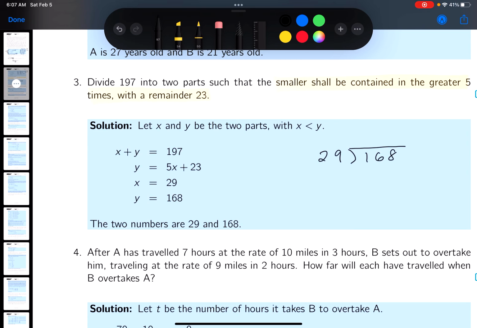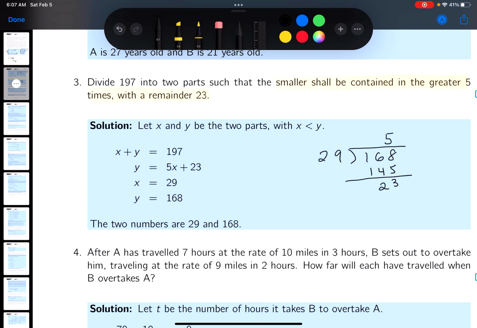Well, I want to see if that's what they said. They said it goes in 5 times. Well, let's say, what's 5 times 29? That's 145. What's the remainder there? As they said, 23. And this worked out beautifully. So it's contained there 5 times, and it does have a remainder of 23.